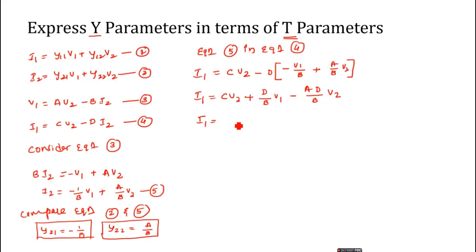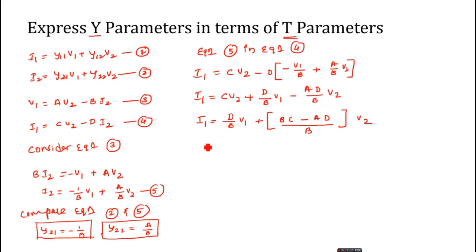I1 equals, I will write this term first, d by b into v1 plus, from this term I will take v2 common. For these two terms I will take b as an LCM. Then this c term is multiplied with b, into c minus a into d.